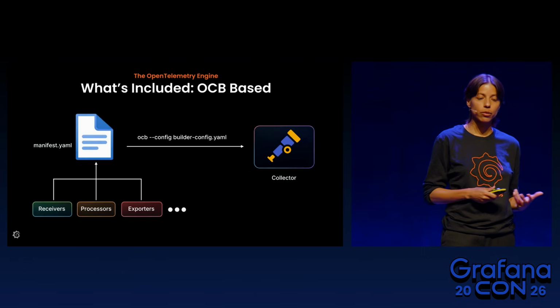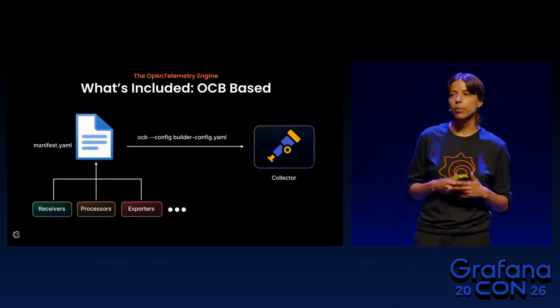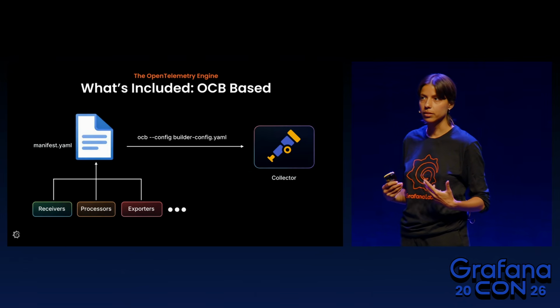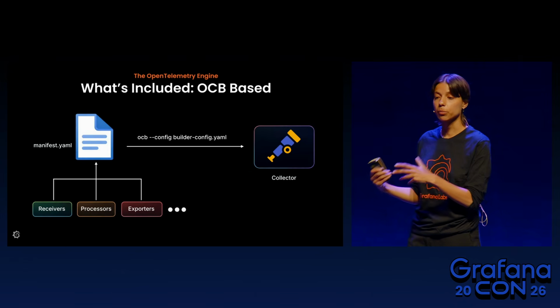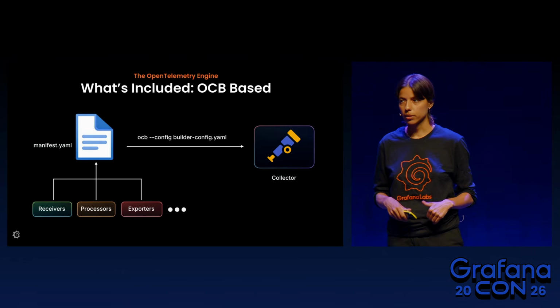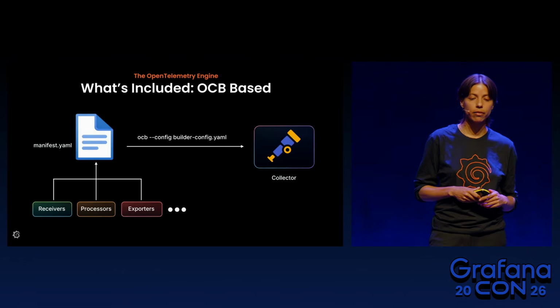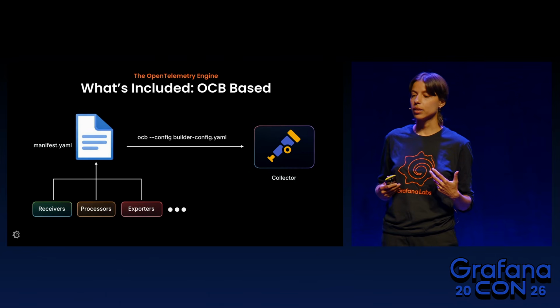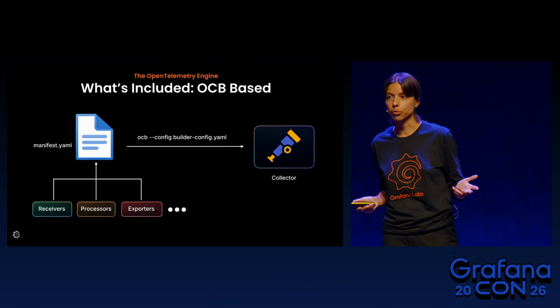And the second benefit or takeaway here is that the components that we include in Alloy have to adhere to a certain standard. That's how they're able to be used with the OCB tool. And so any new components that we introduce or that we currently have are not just glued to Alloy as a collector. They're also accessible to any other collector distribution as well.